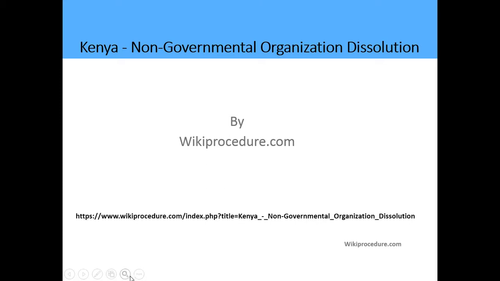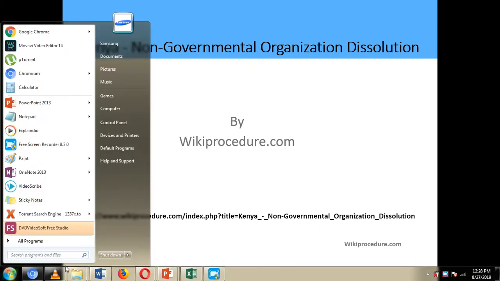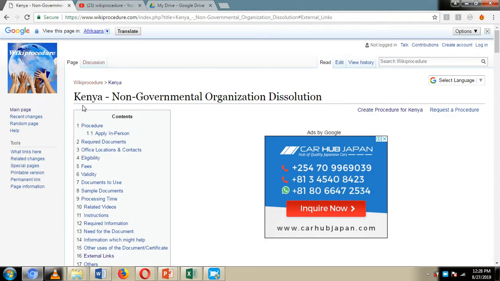Hello, welcome to another wiki procedure, and today we are going to look at how we can apply for a non-governmental organization dissolution in Kenya. Down here below, we have given you a link which is going to direct you to our wiki procedure website page where we have given you detailed information on how to go about the application process.